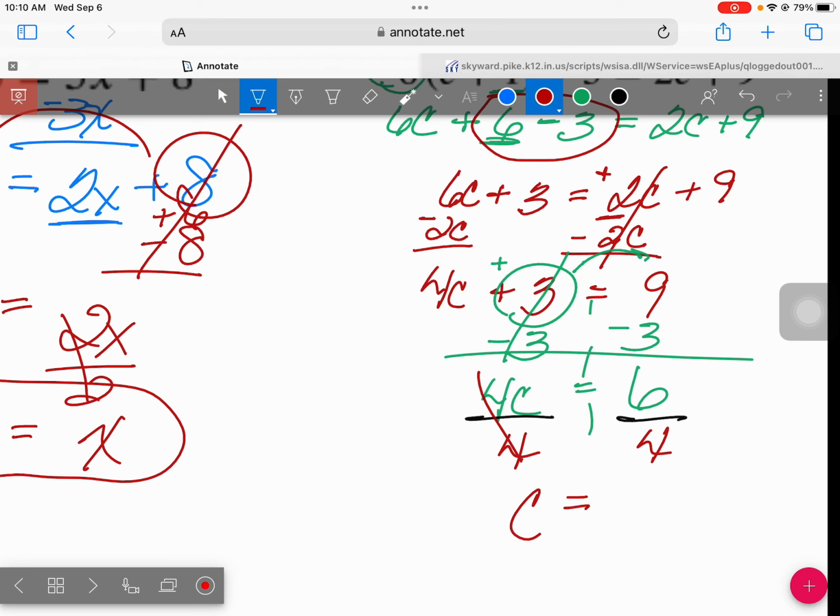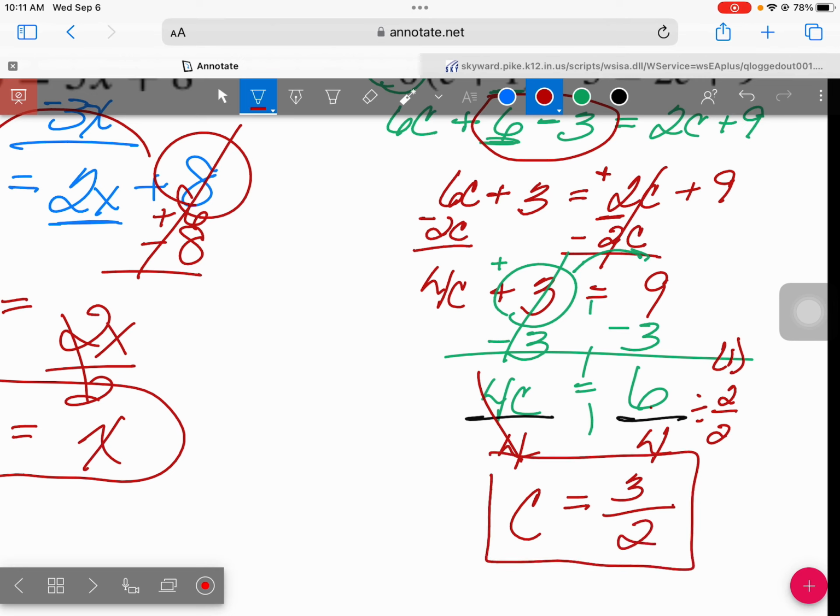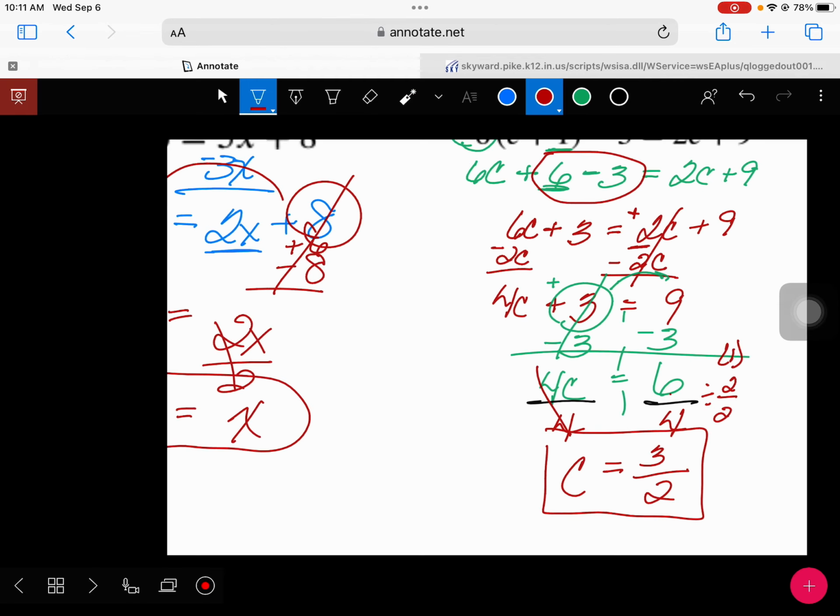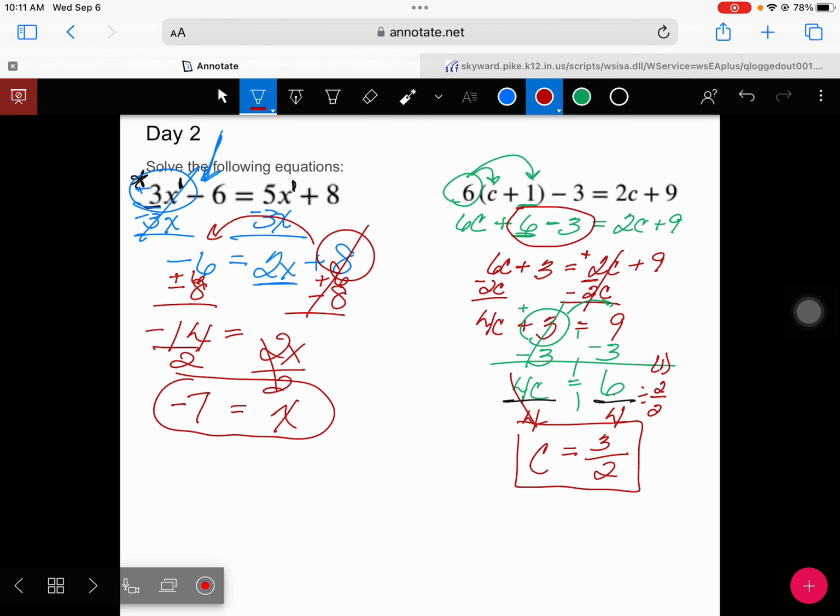6/4. But can I simplify that? What goes into both? 2. So divided by 2 over 2, which we know is really 1. That's why it doesn't change the answer. It just simplifies it. 6 divided by 2 is 3. And 4 divided by 2 is 2. And that is your final answer. How many had C equals 3 halves? Ooh, not as many. Okay. Any questions about either of those two problems?